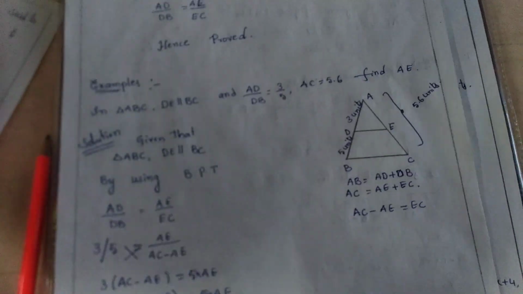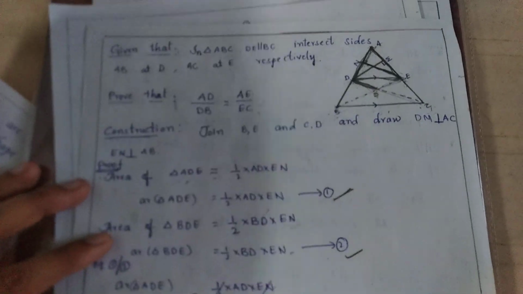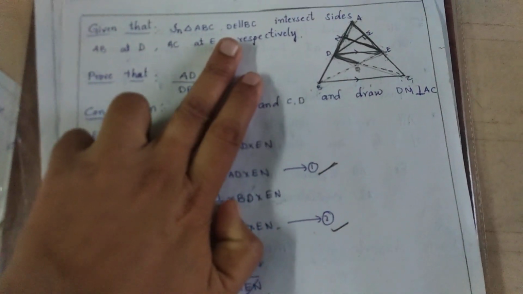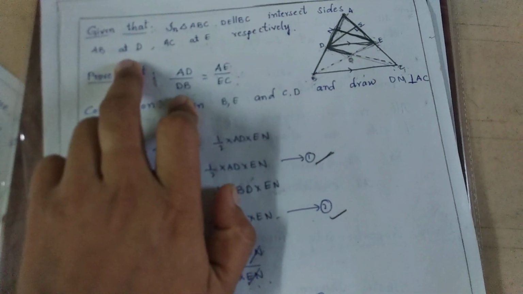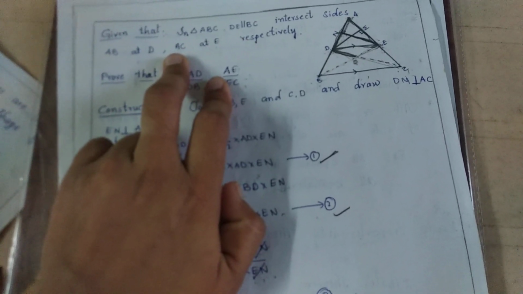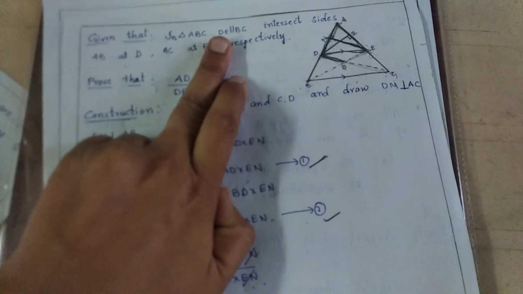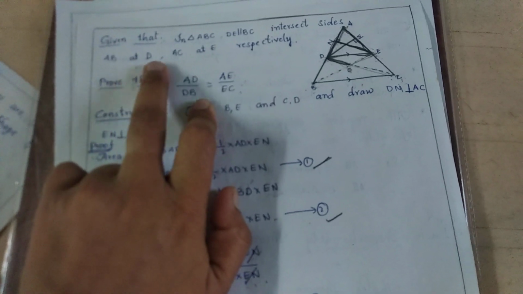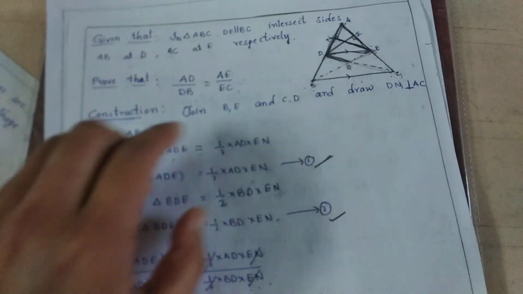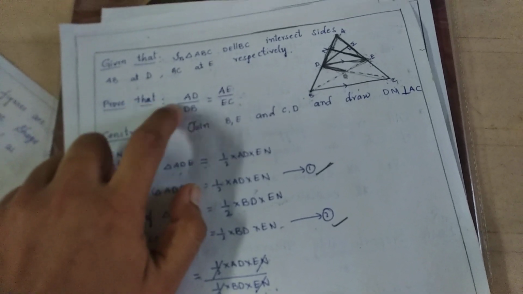Okay, next, given that. The first point, the statement, is completed; the second point is given that. In triangle ABC, DE parallel to BC intersects sides AB at D and AC at E respectively. That is based on the statement. Okay, prove that: here also it is based on the statement.